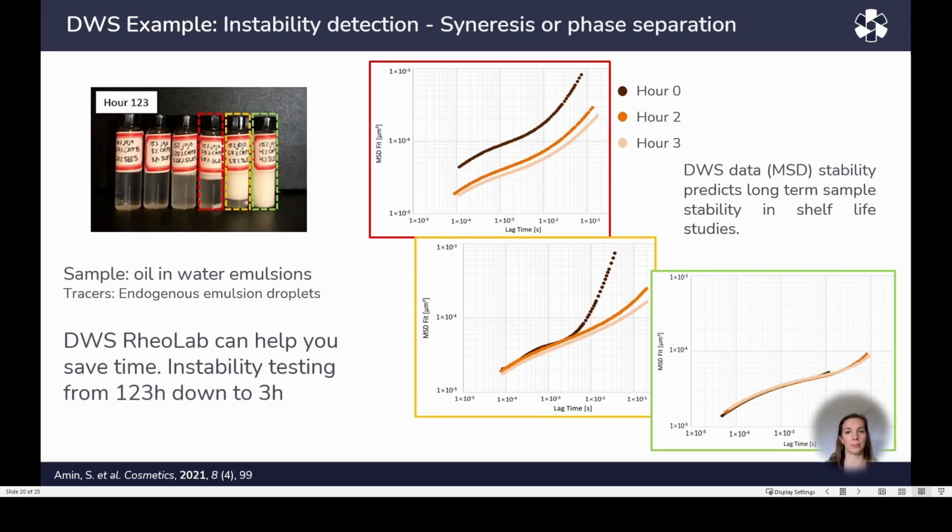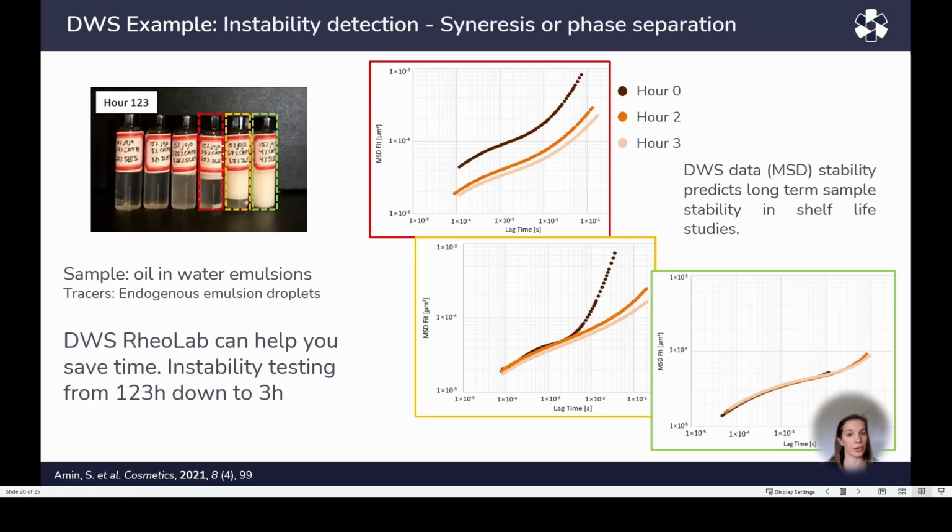In this next example, I would like to show how the detection of formulation instabilities such as syneresis or phase separations can be easily and quickly conducted by DWS. These studies can be performed visually, but usually take a long time. Accelerated detection of instability can be performed using the DWS, as the method will detect changes in the microstructure at the moment of onset, and hence the time of detection can be highly reduced.